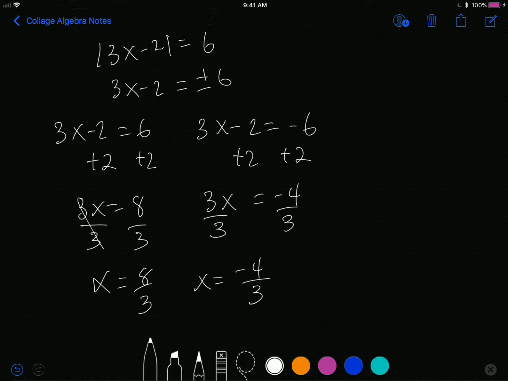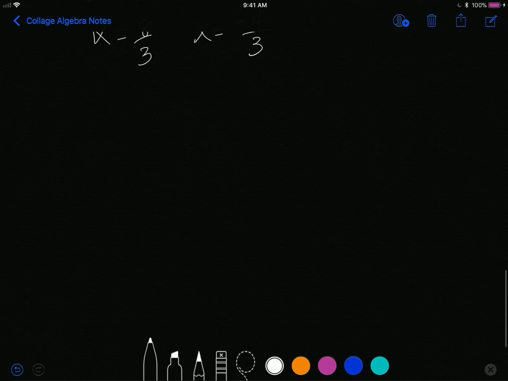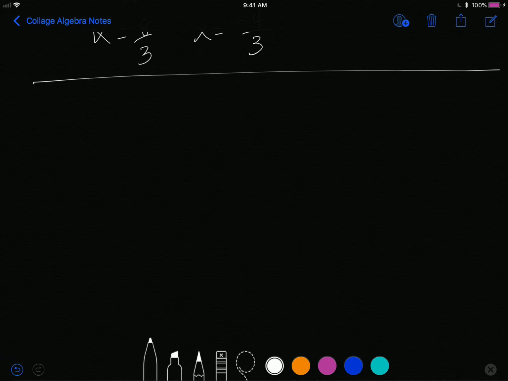Sometimes these things don't work out. Sometimes life is just not perfect. Let's take this example, for example. Let's say I have 3 times the absolute value of 5 minus x plus 12 is equal to 6 right here, and I'm trying to solve this equation.